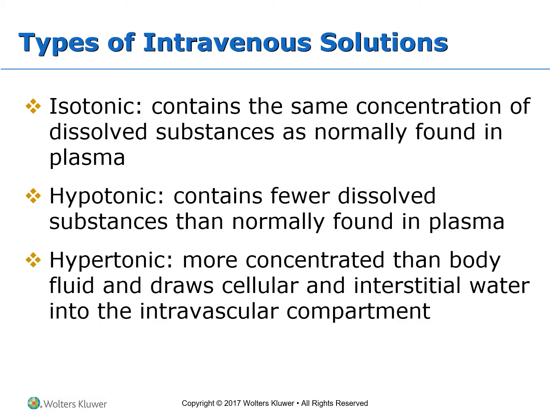Types of IV solutions. Isotonic contains the same concentration of dissolved substances as normally found in plasma. Hypotonic contains fewer dissolved substances than normally found in plasma. Hypertonic is more concentrated than body fluid and draws cellular and interstitial water into the intravascular compartment.